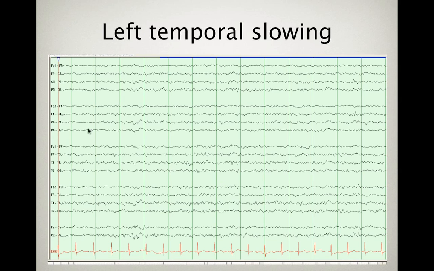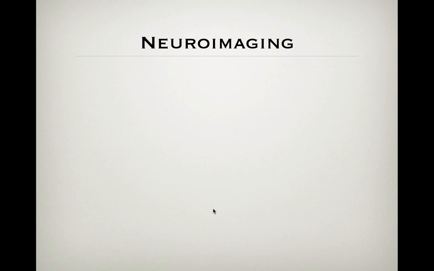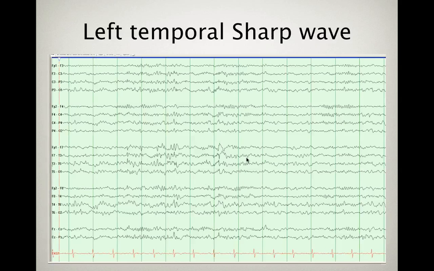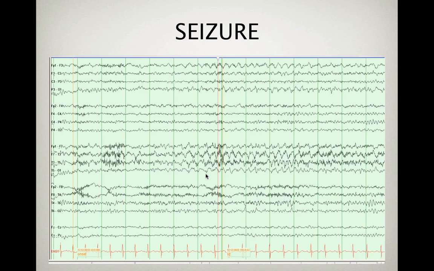All of these lines represent different areas of the brain, and this area in particular, these numbers and letters here, this is the left temporal area, and here we have a spike that you can see in this left temporal area, and you don't see it anywhere else. This is otherwise normal brain, just this abnormal activity here.